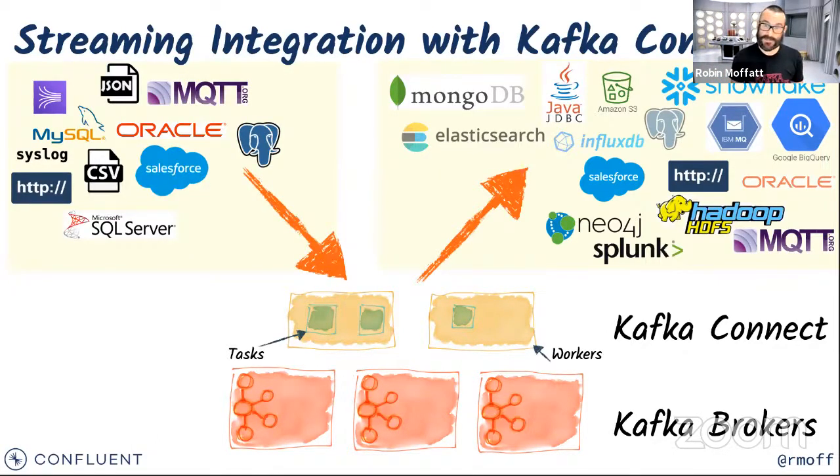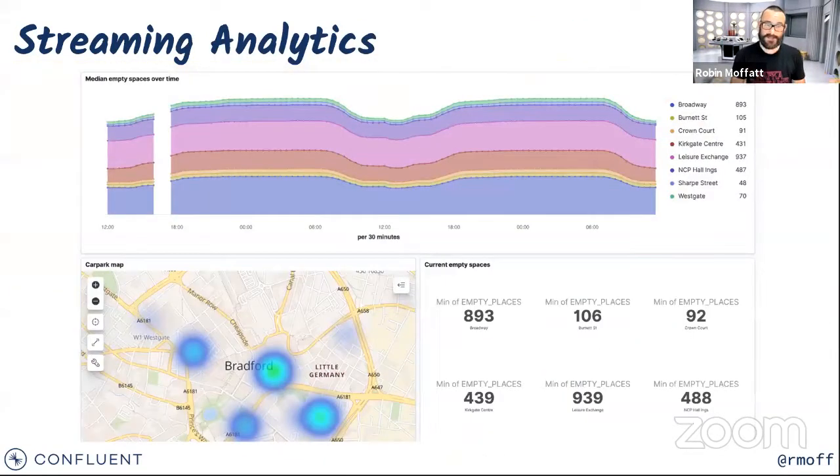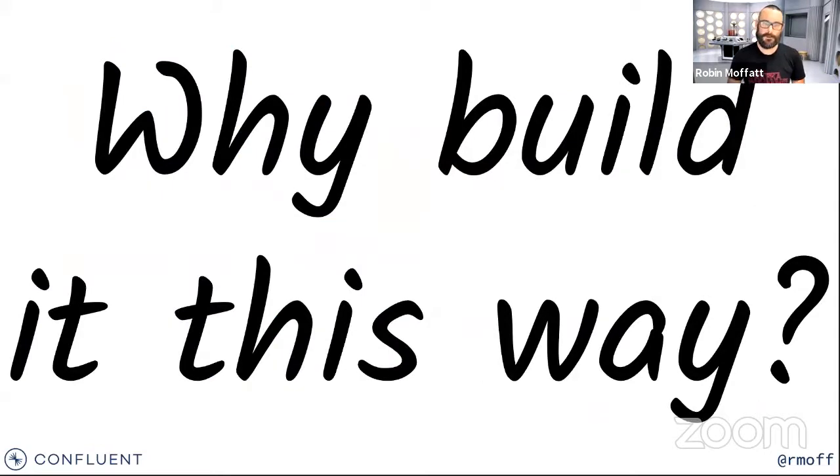So Kafka Connect lets you build these end-to-end integrations. It's just configuration to set up and use. And it means you can build fancy dashboards like this that are refreshed and maintained in real time from that data arriving in that source topic. But why even build it this way? Is this not just overkill?